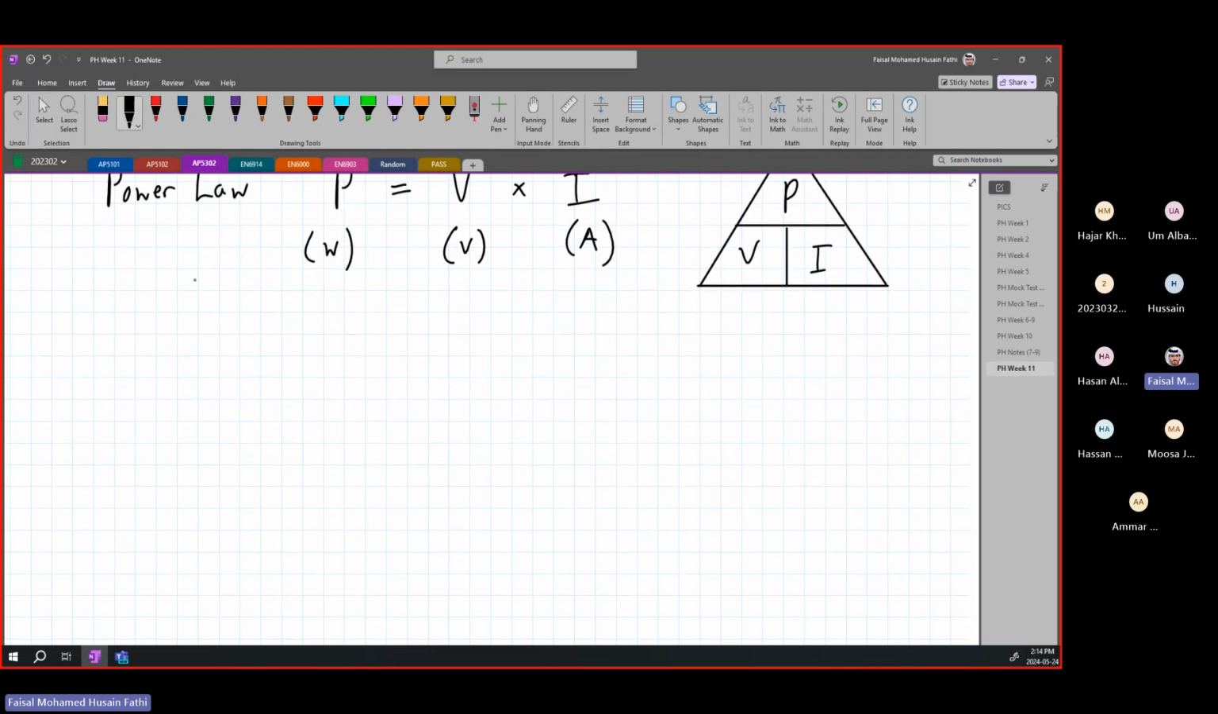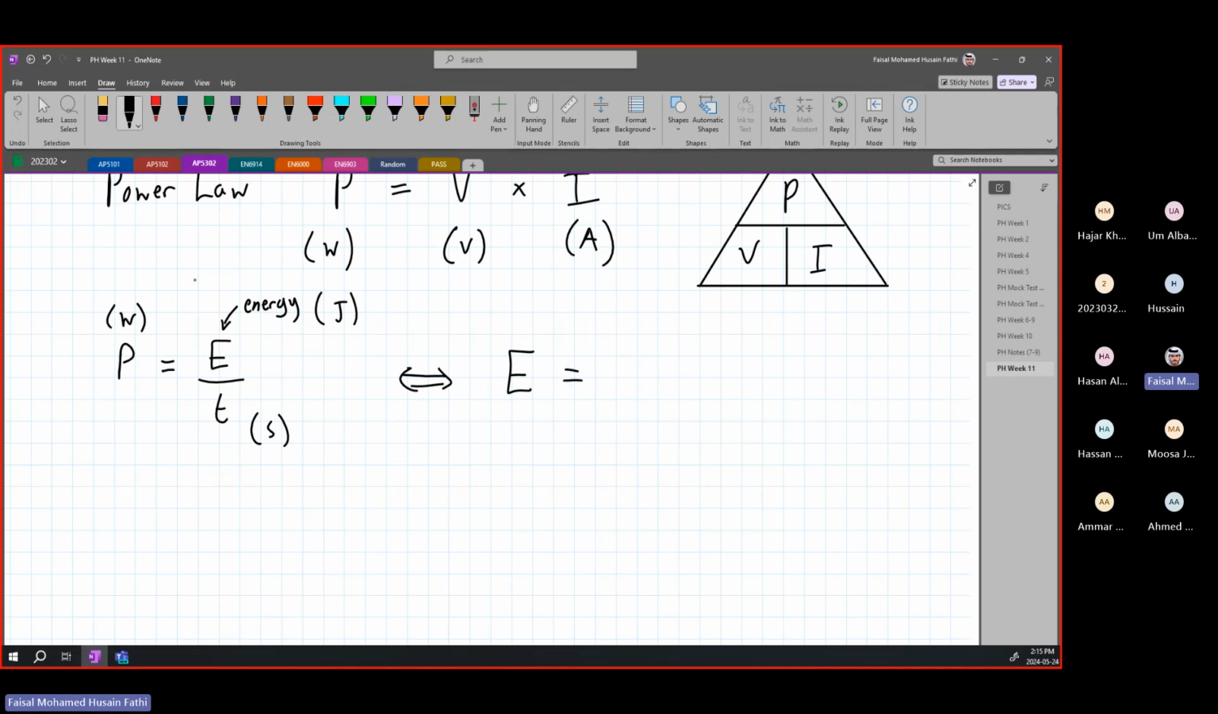Another thing we covered last time, this is just a refresher again. We know that power is equal to energy over time. Again, this is energy or electrical energy. All right, this is usually in joules. Time is in seconds, and power will be in watts. Okay, another form of this equation is going to be energy is equal to power times time.